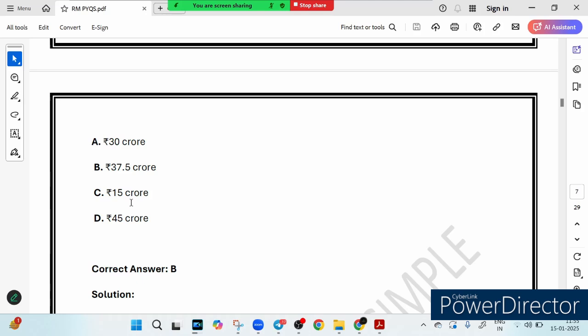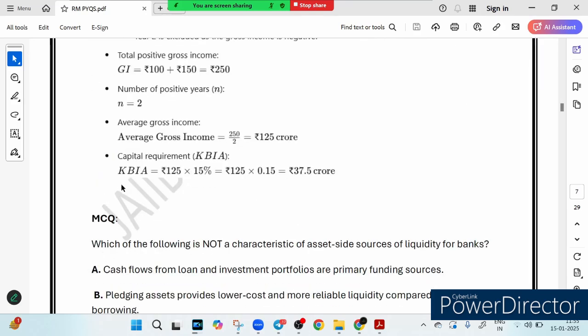So what are the key points? First key point is that in BIA, alpha is equal to 15% and we average the positive gross annual income of the last 3 years. We have to exclude the negative income. If any year's gross income is negative, it is ignored in the calculation. And that is how you calculate the capital requirement for operational risk using the basic indicator approach. I hope this explanation made the concept clear to you.